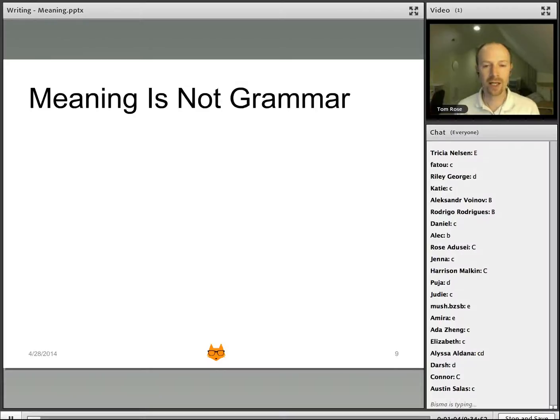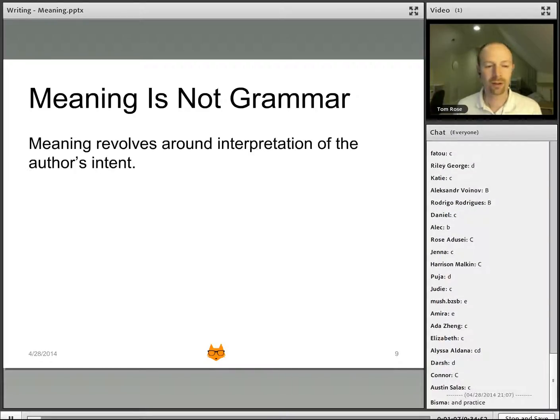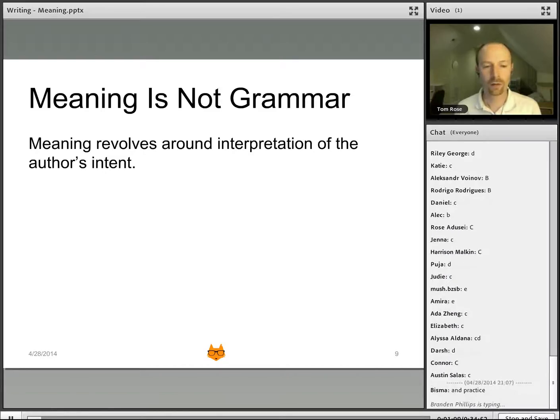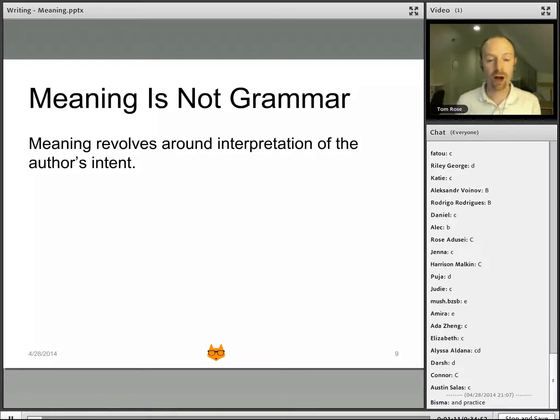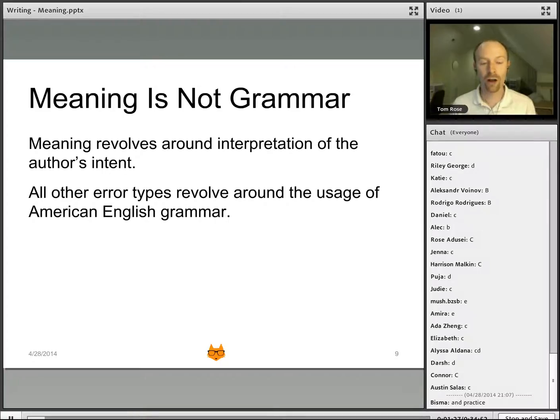So first of all, meaning is not grammar. Meaning is going to revolve around your interpretation of the author's true intent. So a meaning error is going to have a confusion built around intent. It is not going to be an error built around incorrect grammar or syntax. All of the other error types that matter to you on the SAT writing section revolve around the correct usage of American English grammar, which makes this error type completely different from all the others.